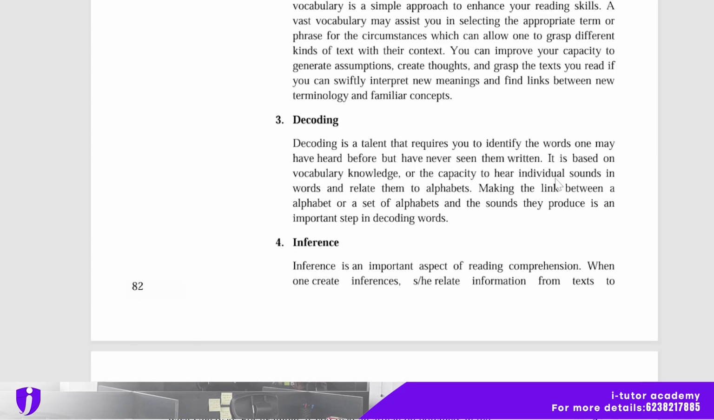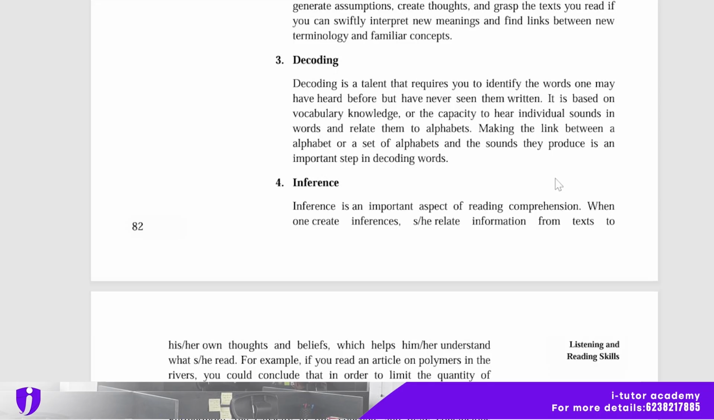Decoding. Decoding is a talent that requires you to identify the words one may have heard before but have never seen written, and it is based on vocabulary knowledge or the capacity to hear individual sounds in words and relate them to alphabets. Making the link between an alphabet or a set of alphabets and the sounds they produce is an important step in decoding words.